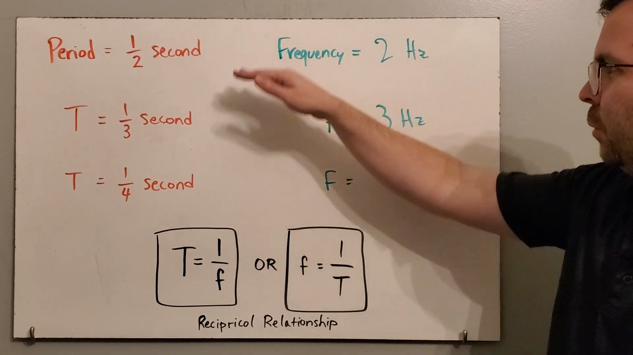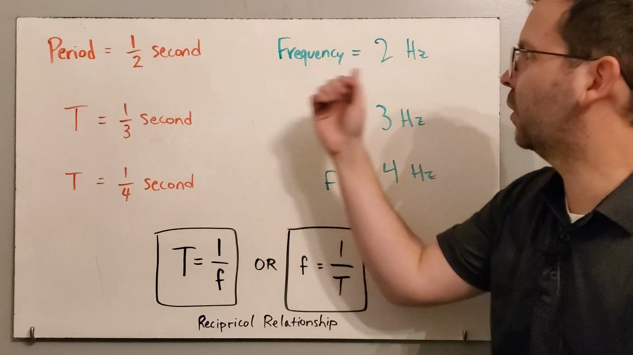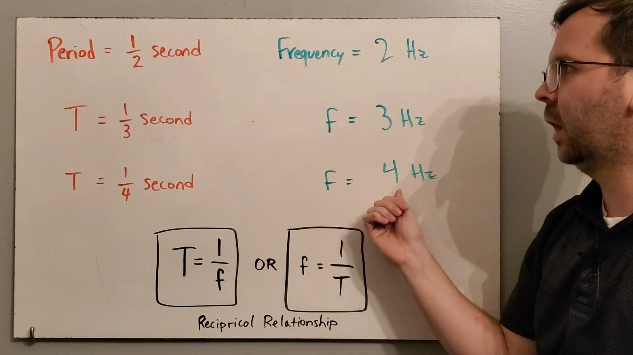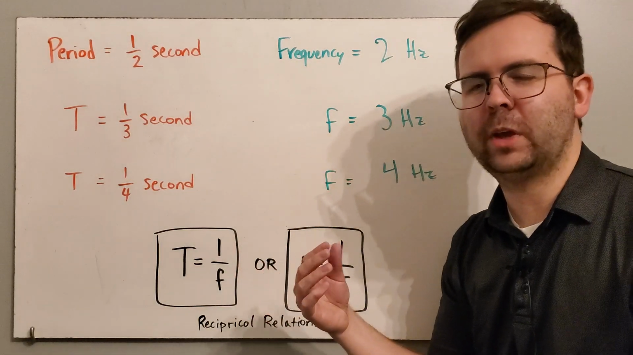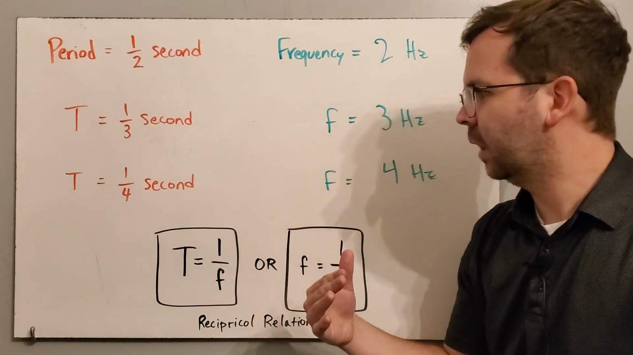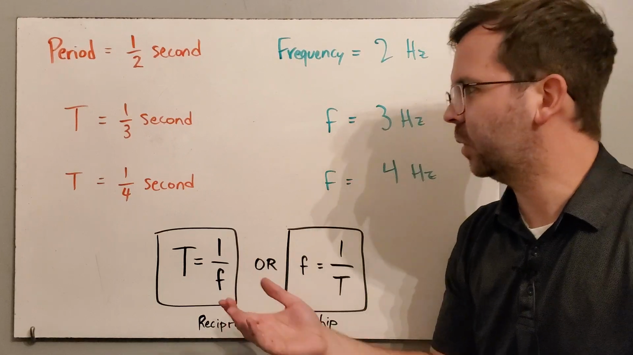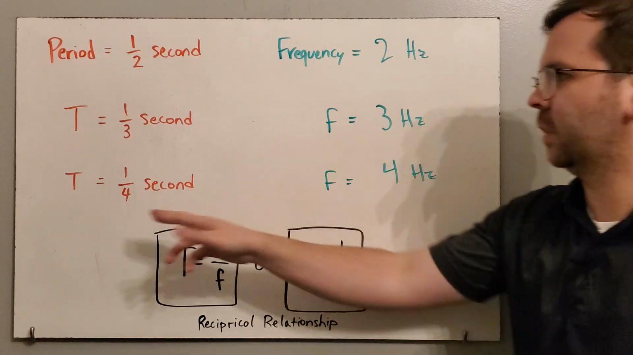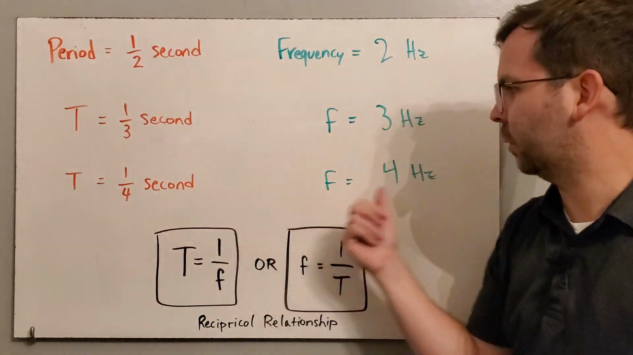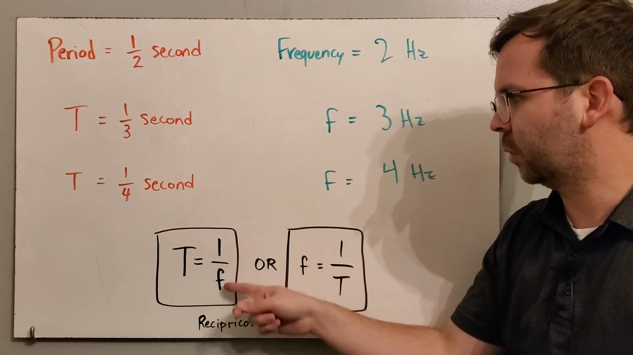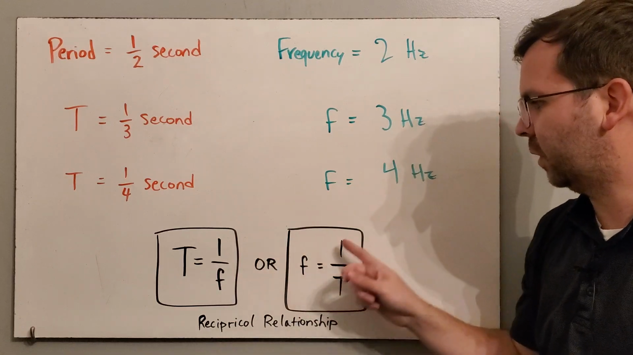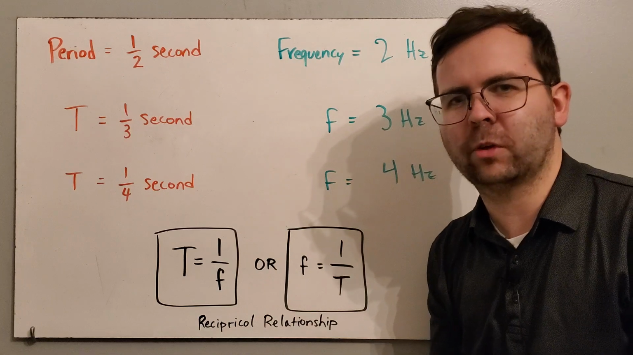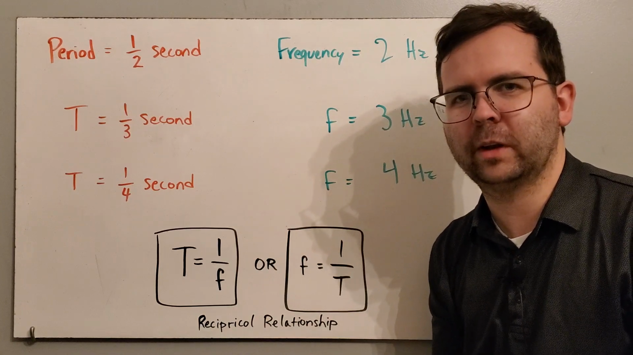So I hope you see a pattern here. We have 1/2 and 2, 1/3 and 3, 1/4 and 4. This relationship is inverse or reciprocal. And so to write this mathematically, we would say the frequency is 1 over the period, and the period is 1 over the frequency. So period is 1 over frequency, or frequency is 1 over period. They are reciprocals of each other. They're just inverses. So they're very closely related in physics.